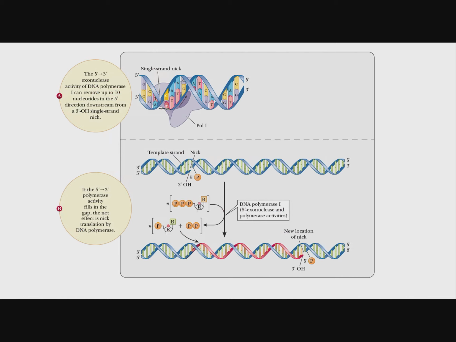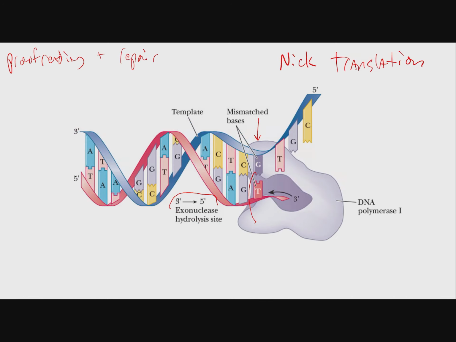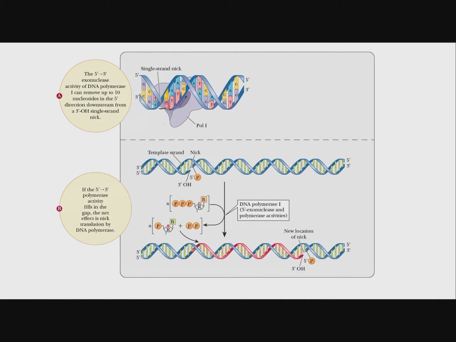Nick translation. So let's take a look at it. So in this previous one here, you can see that there's a mismatched base pair. So let's move on. Let's say that this one also has a mismatched base pair. You can see it here, T to C. So what DNA polymerase 1 will do is it'll move along here, detect the mismatch. It'll back up, cut it out, and it can actually cut out a long stretch. It can remove up to 10 nucleotides in the 5' direction downstream from the 3' nick. And then if that same enzyme goes and fills the gap, it's called nick translation.